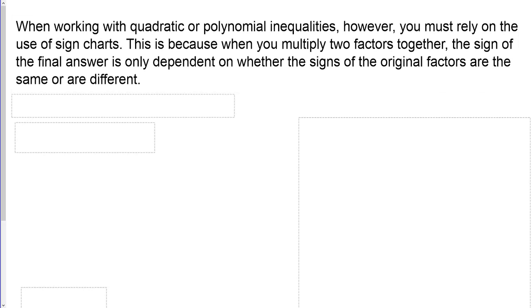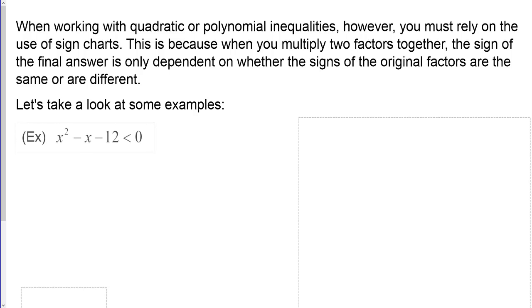When working with quadratic or polynomial inequalities, you must rely on the use of sign charts. This is because when you multiply two factors together, the sign of the final answer is only dependent on whether the signs of the original factors are the same or are different. So let's take a look at some examples.